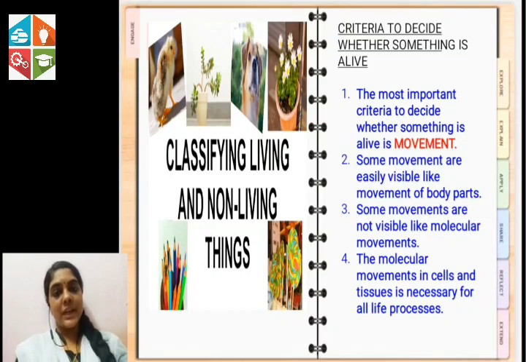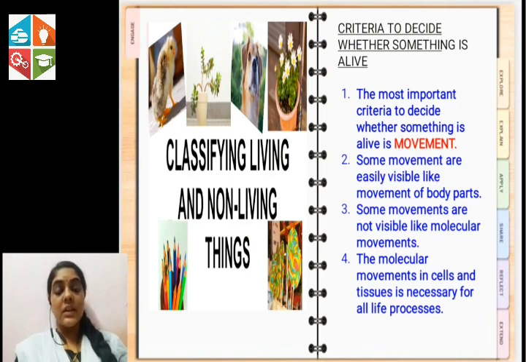So how to determine whether a person is alive or dead? The most important criterion to determine whether a person is living or non-living is movement. For example, when a person is sleeping, how do you know whether the person is alive or dead? It is only by the breathing movement. If the person is alive, then of course he is going to breathe. So you can see the movement of the body in inspiration and expiration, and then you determine that the person is living.